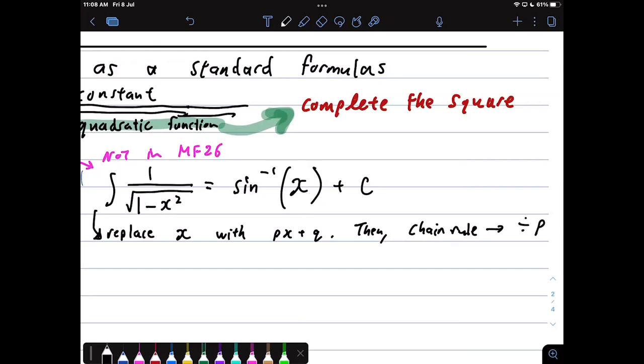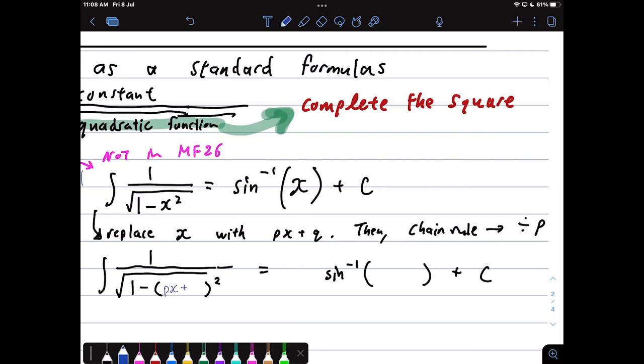So what do I get? I'll get the integral of 1 over square root of 1 minus something squared equals sine inverse of something plus c. But in this case, what is my something? It will be px plus q. So what else do I need to do when there's an extra p here? Must divide by p. Exactly, that's the formula.